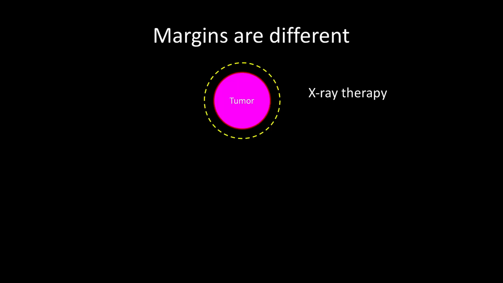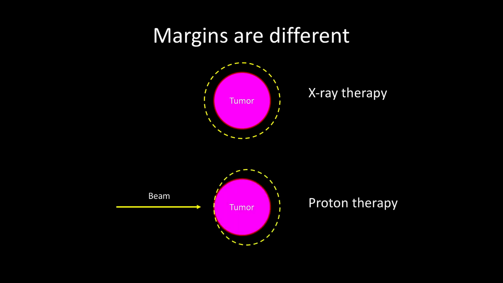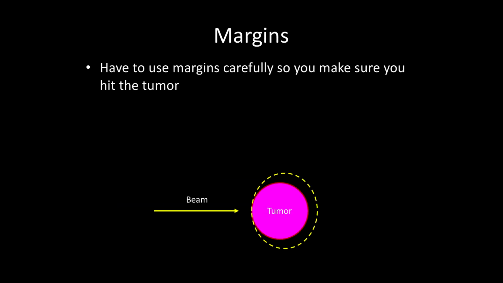All right, now we're going to talk about treatment planning, and in particular look at some of the issues in proton therapy that are quite different from photon therapy. First of all, the way that margins are handled is different. In X-ray therapy, typically the margin would be uniform around a tumor. In proton therapy, that's not true. There's actually an asymmetric expansion of the margin in the beam direction. And you have to be careful how you use these margins to make sure you hit the tumor.